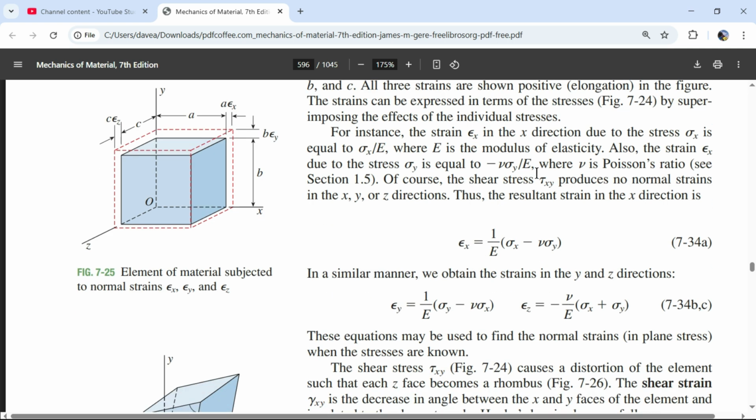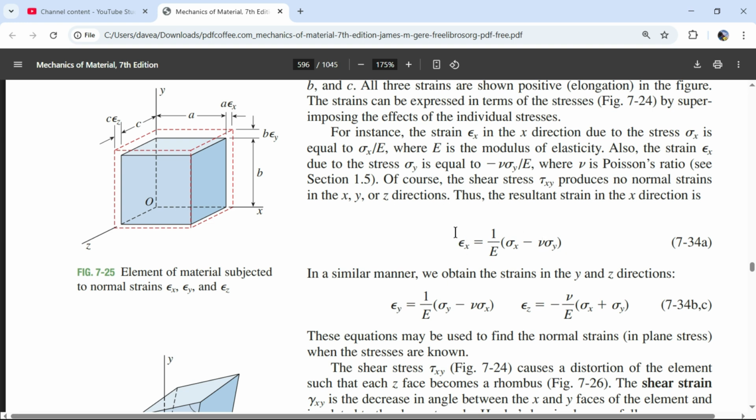All right, so shear stresses produce no normal strains. This is the resultant strain in the x direction. So we have epsilon x is equal to 1 divided by modulus of elasticity. It's fascinating, now I'm catching myself, because you could name these by their Greek letters. This could be epsilon x, this could be E, this could be sigma x, this could be v, this could be sigma y.